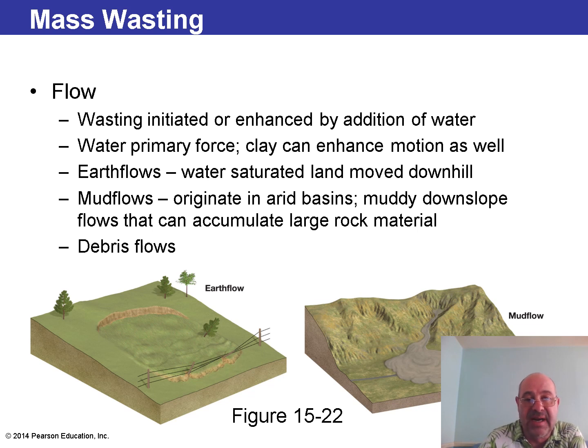Mud flow originated in arid basins, muddy downslope flows that accumulate with large rocks. Again, mud flows, you can look up some mud flows. People build big farms and stuff on agriculture areas, okay? The debris flow. What's a debris flow? That's when it's got trees and everything, okay? You got some houses, you got some trees, maybe some animals, maybe some people, I don't know. But anyway, you got a whole bunch. A debris flow is just that. It's got debris in it.